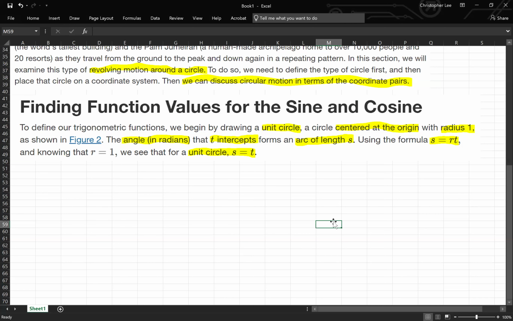The angle in radians that t intercepts form an arc of length s. I remember our arc length formula is s equals rt. And knowing that r is equal to 1, we see that for the unit circle, s equals t. All right. Good stuff.